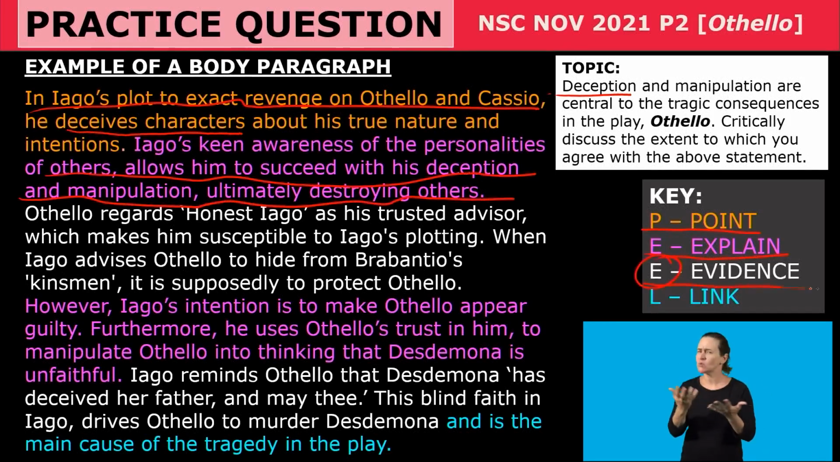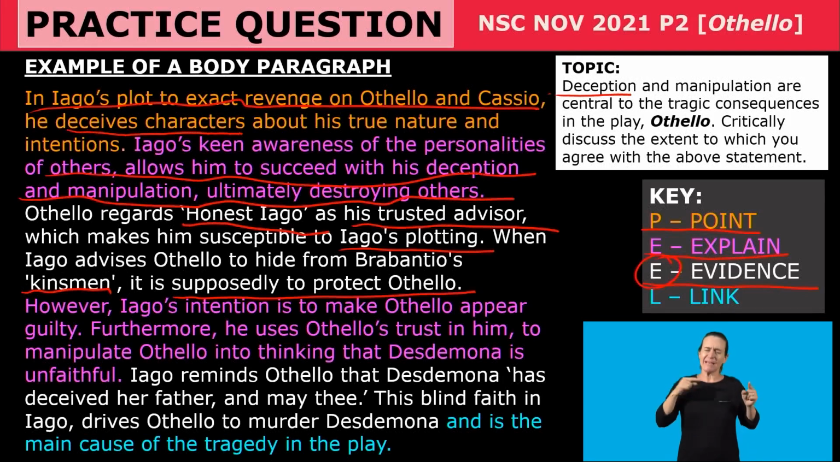Evidence of this destruction. Othello regards "honest Iago" as his trusted advisor, which makes him susceptible to Iago's plotting. When Iago advises Othello to hide from Brabantio's kinsman, it is supposedly to protect Othello. So look at how I've briefly quoted little parts of quotations to support the point that I've made.